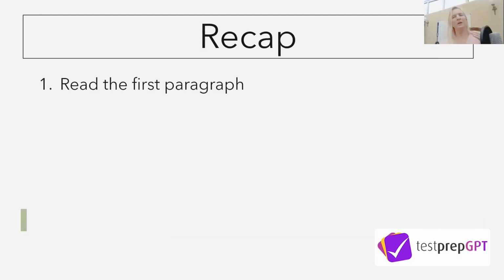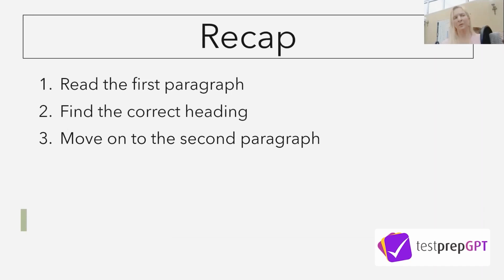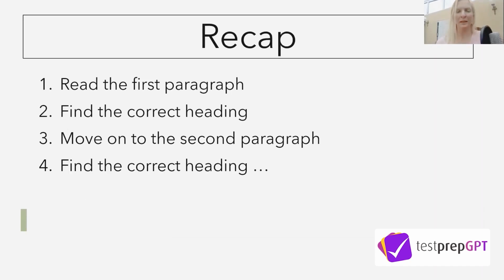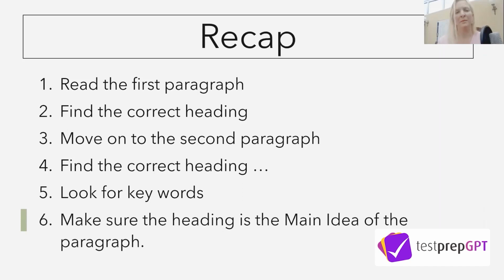So just to recap on our technique, read the first paragraph, find the correct heading. Move on to the next paragraph, find the correct heading. Keep an eye out for key words in the heading and in the text. But again, always be careful that the key words indicate a similar meaning, because they might not, it might be a trick. Make sure the heading is the main idea of the paragraph and not a detail. Once you have this technique down, you'll find that this question is probably easier than a lot of the other questions in IELTS reading. And again, with the practice, you'll learn how to speed up and you'll be able to get this done faster than you might think.